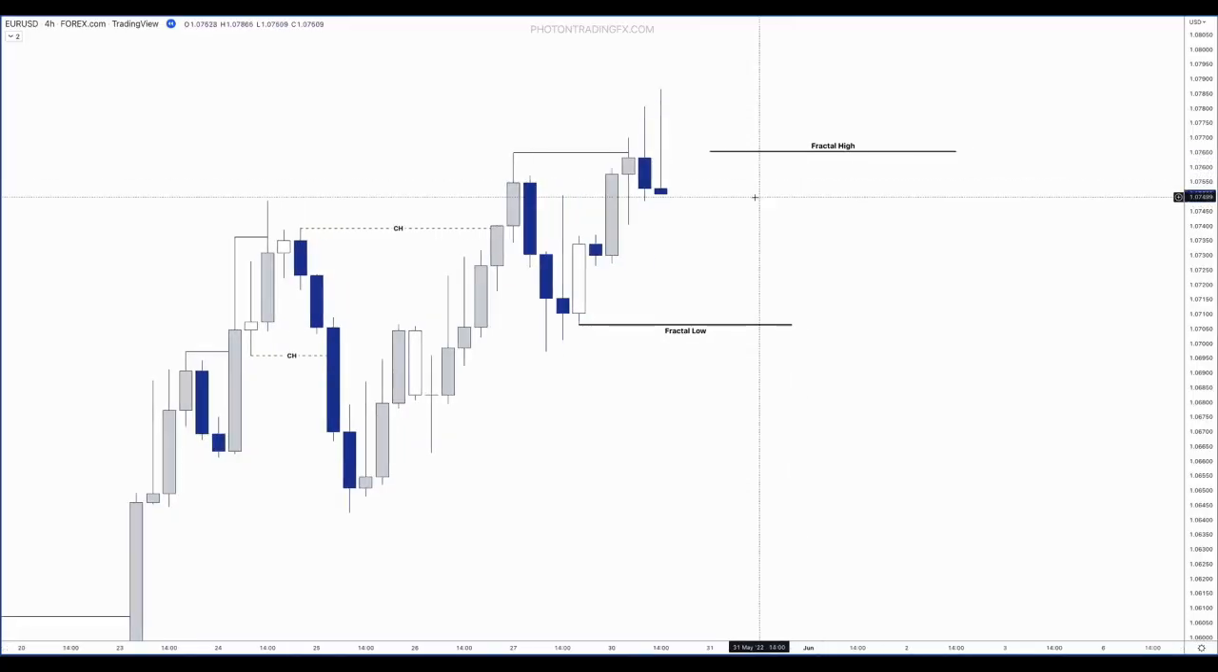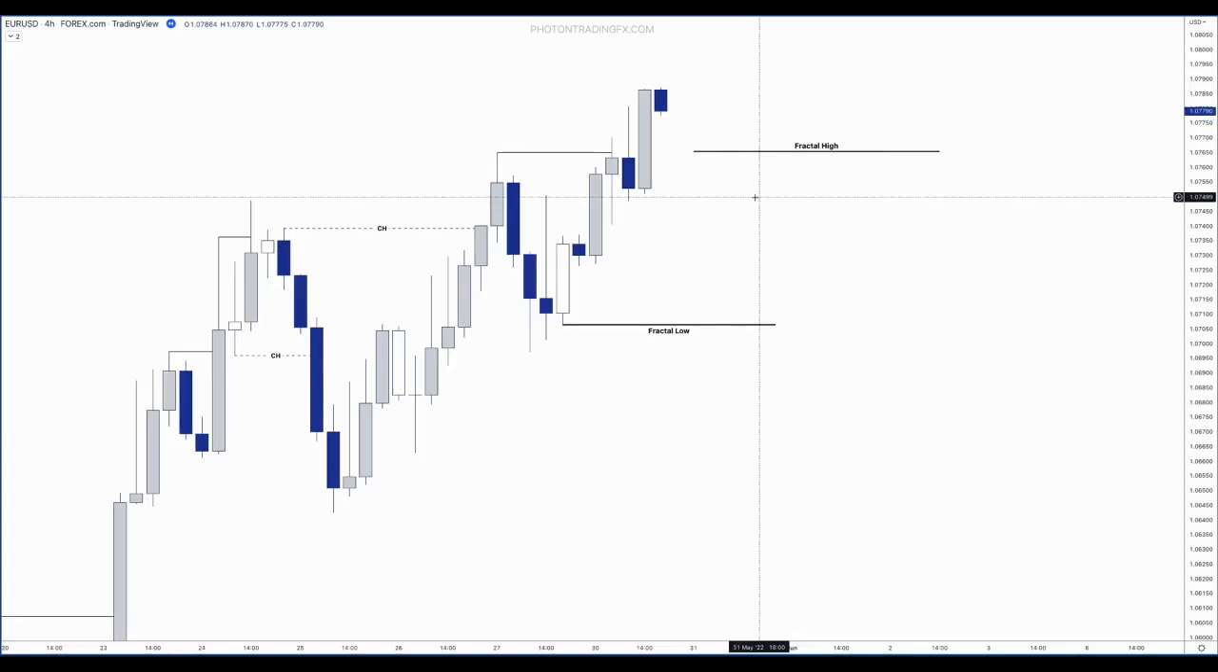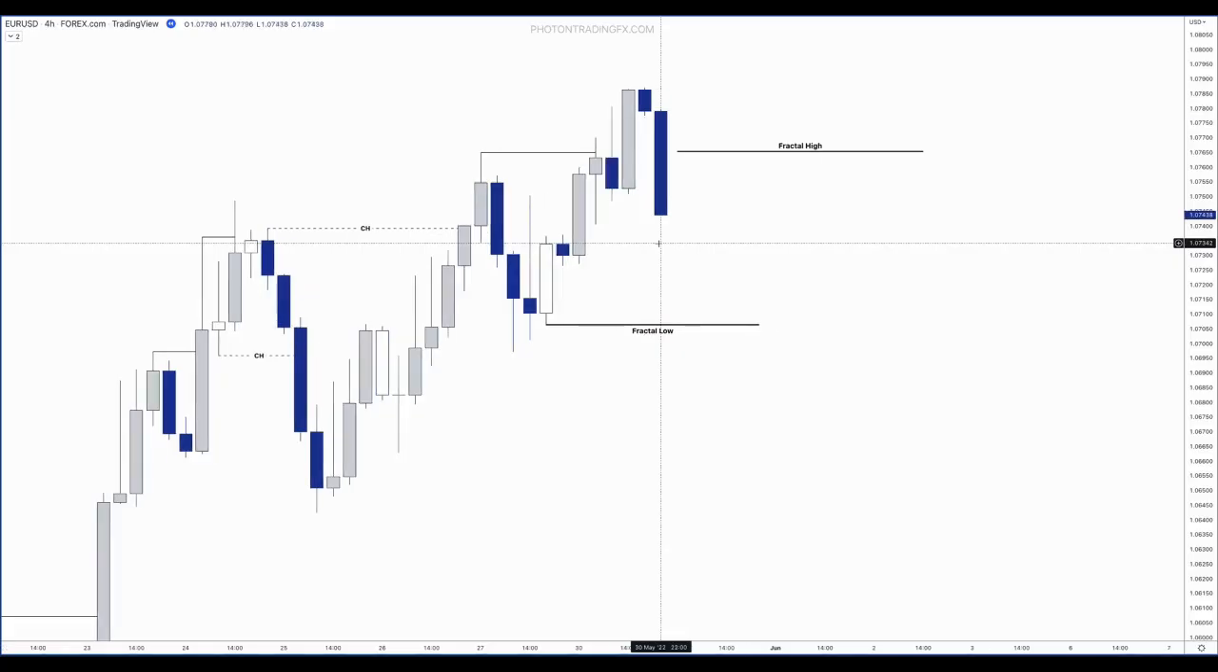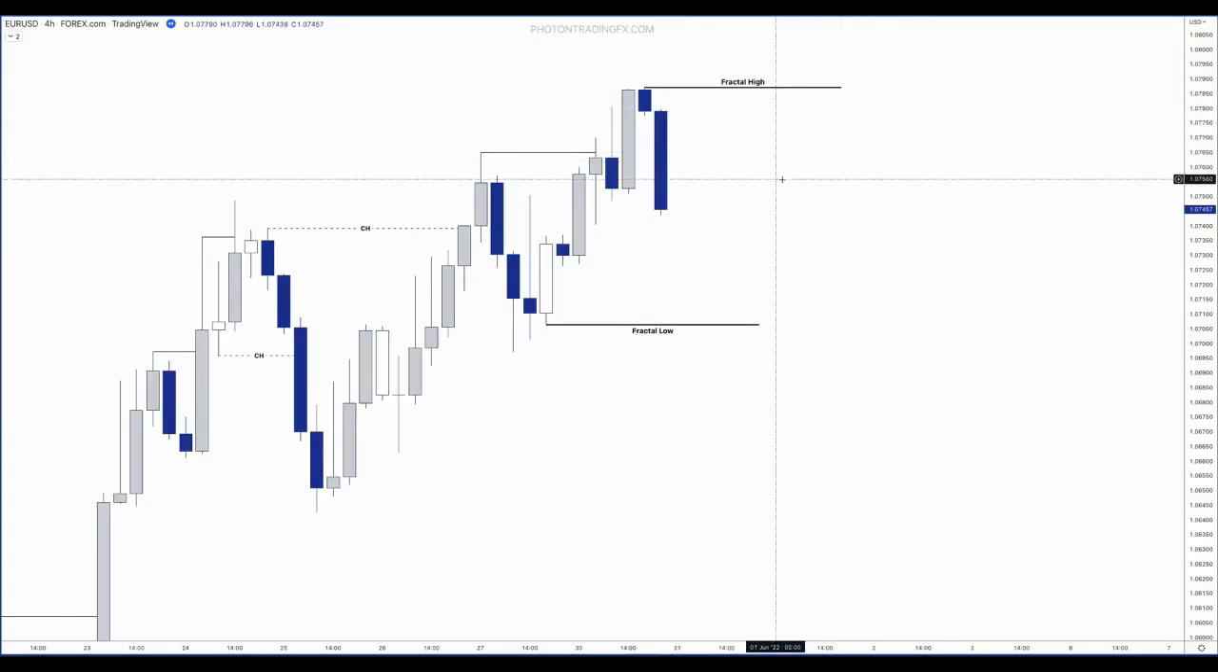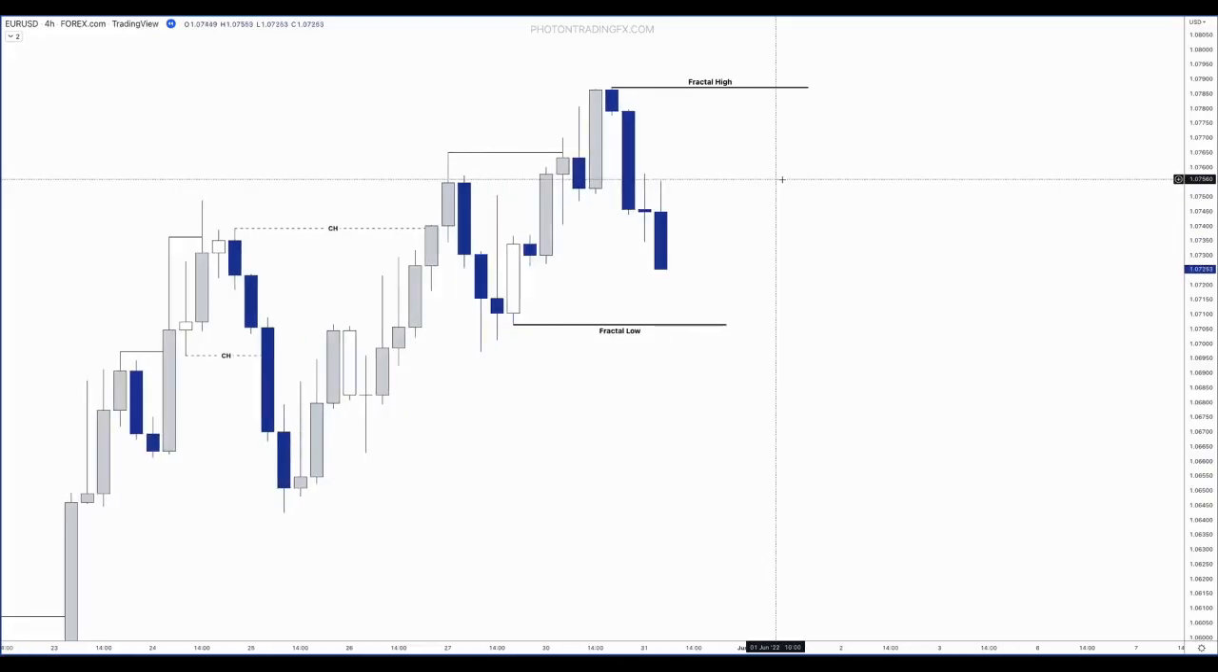That breaks the high, does it? Let me double check. 86.5, 87, yeah. So that was a continuation of the fractal structure. Now we pull back, so now we know where our fractal high is. Okay, there it is. Cool, let's see what happens.